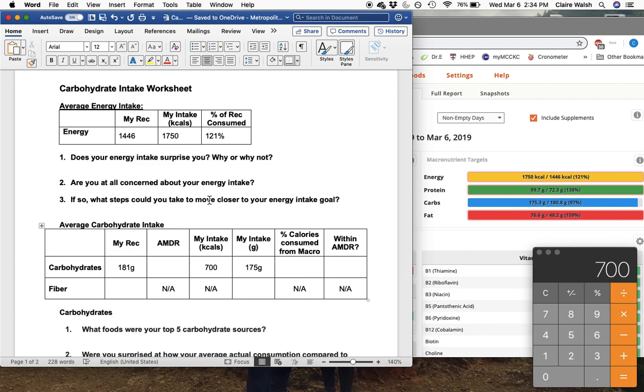And that can be done by dividing your intake in carbohydrates in calories by your total calorie intake. So in my case, I'm going to divide 700 by 1750, which brings me to 0.4. And if I take that times 100, then I get 40%.